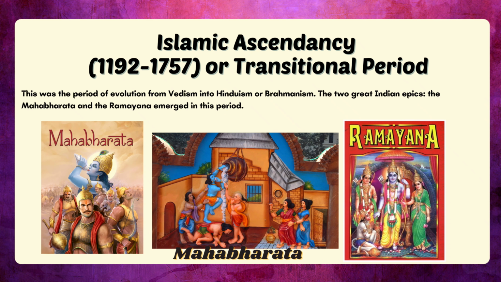Islamic Ascendancy, 1192 to 1757, or Transitional period. This was the period of evolution from Vedism into Hinduism or Brahmanism. The two great Indian epics, the Mahabharata and the Ramayana, emerged in this period.